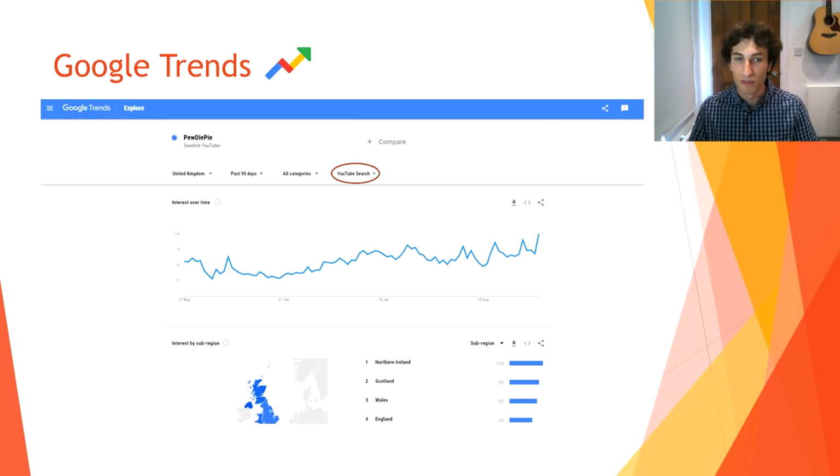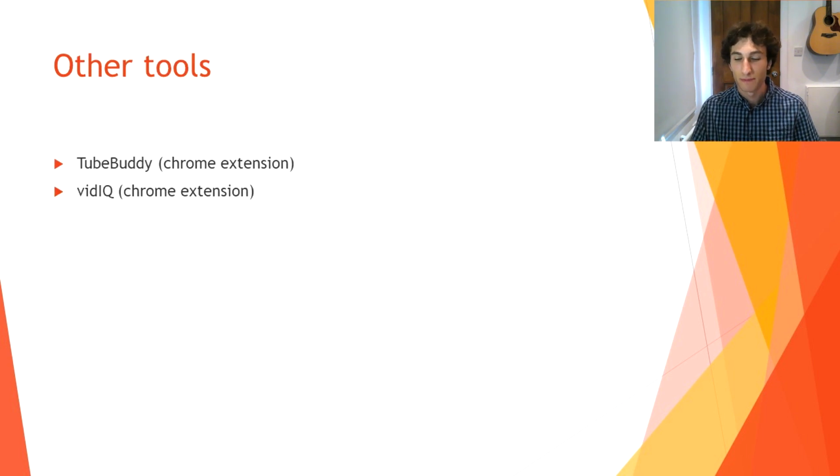And remember that all of these tools and tricks I'm going to teach you today are actually free. So anyone can do this, you don't need to spend any money. So apart from YouTube Autosuggest and Google Trends, there are other third-party tools that you can use. And these two are Chrome extensions. The first one is TubeBuddy and the second one is VidIQ.